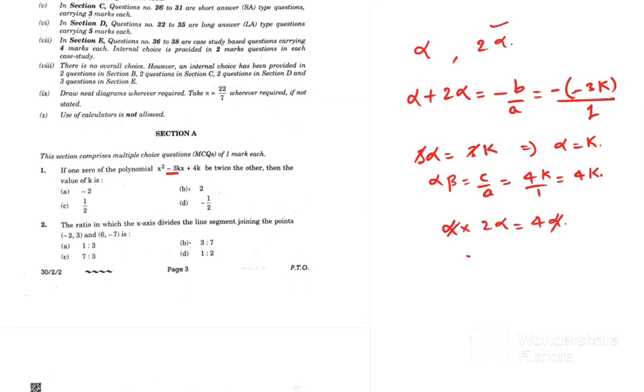So here we can say 2 alpha square is equal to 4, or alpha is equal to 2. That is plus or minus 2, isn't it? So here we take the positive alpha. So alpha is equal to 2, which is B, the correct answer. Okay. Moving on to the next one.